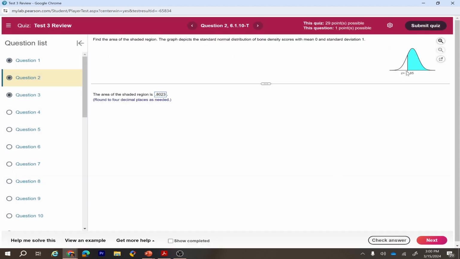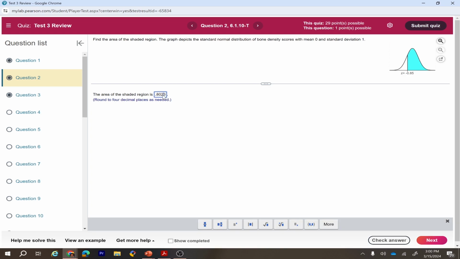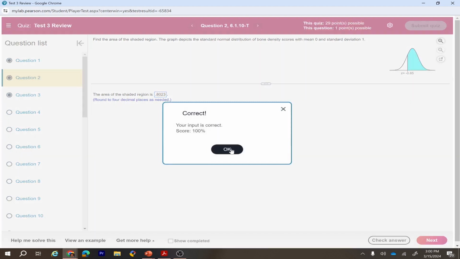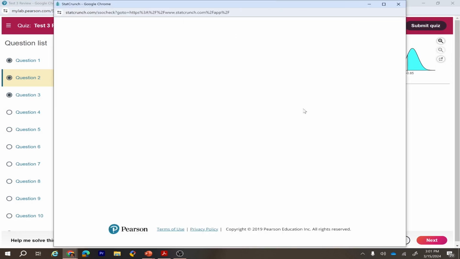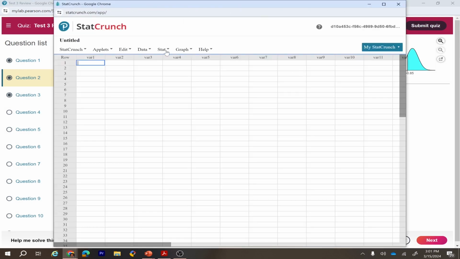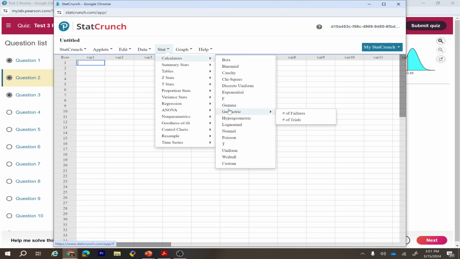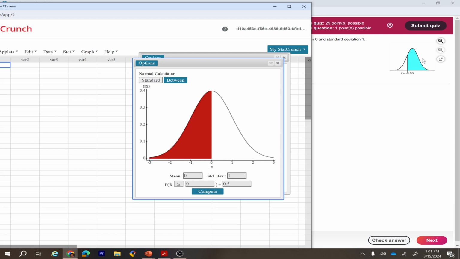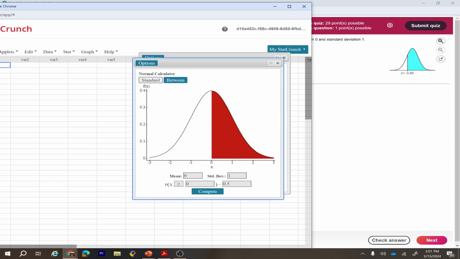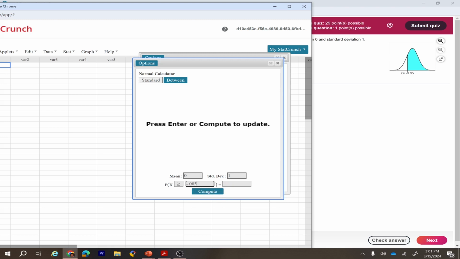Question number 2. The z-score is given. We need to find the area under the curve. As you can see here, I can find this answer by clicking StatCrunch and then Stat Calculator, Normal Calculator. I just have to fill out the right side of the curve, so instead of less or equal, you have to make it greater or equal. And the z-score goes in the middle box, which is negative 0.85.